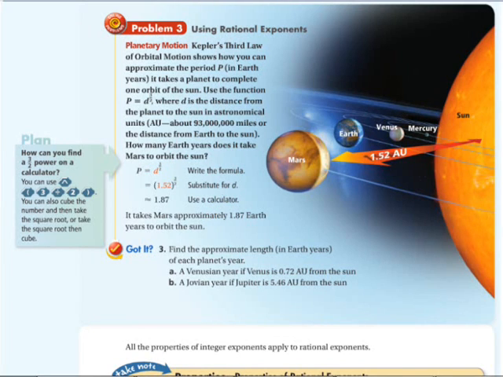If we wanted to find the approximate length in Earth years of each planet's year, a Venetian year, if Venus is 0.72 from the Sun, and a Jovian year, which is how you say years for Jupiter, is 5.46 from the Sun. So go ahead and find how many Earth years it takes Venus to orbit the Sun, and how many Earth years it would take Jupiter. Go ahead and pause the video and try and get answers to those.